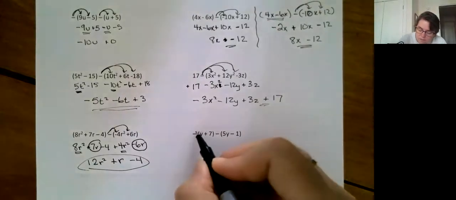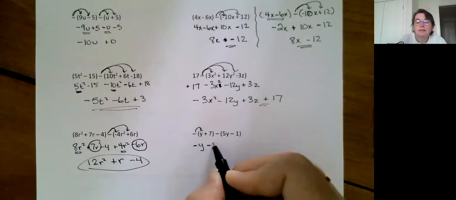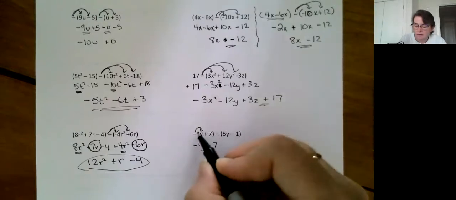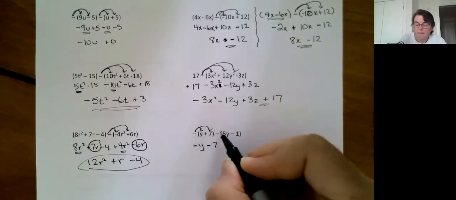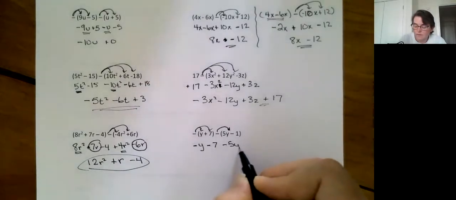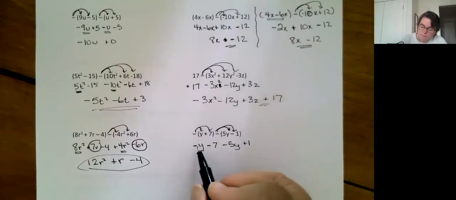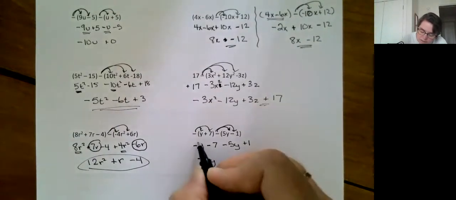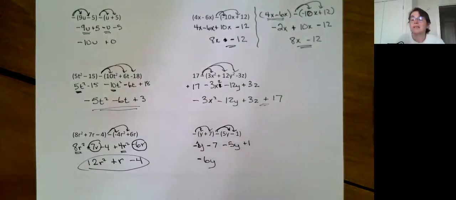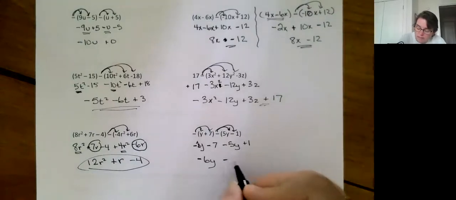Last one. Ooh, look at this, double distribute. So minus y minus 7. And then we're going to distribute again. Minus 5y plus 1. So minus y minus 5y is minus 6y, because there's an understood 1 there. So you whispered, did you hear that? An understood 1. And then we got negative 7 and plus 1, which is going to give me negative 6.